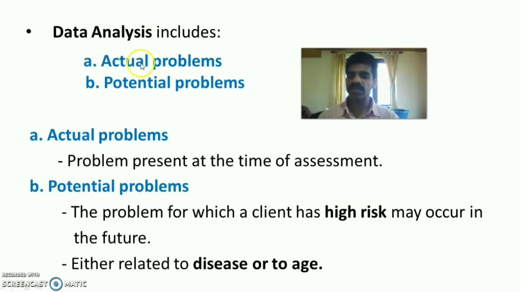Data analysis also includes specification of the problem as actual problems and potential problems. Actual problems are the problems of the family members that are present at the time of the assessment by the community health nurse. Potential problems are the problems for which the family members are at high risk, that is, not at present but that may occur in the future. Potential problems may be related either to the disease condition of the particular family member or to his age. So data analysis ends with the specification of the problems such as actual problems and potential problems.